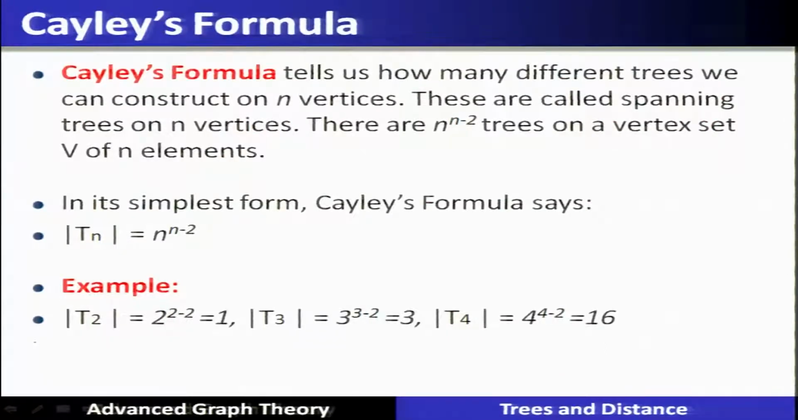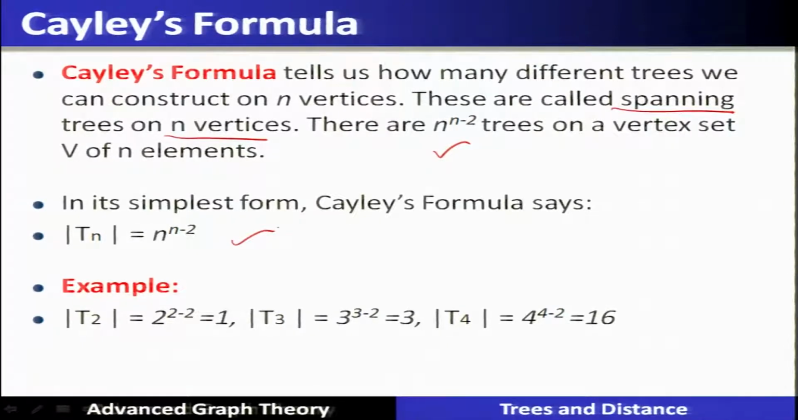So Cayley's formula tells you how many different trees you can construct out of n nodes. If there are n vertices, then you can construct trees including all the vertices, spanning all the vertices, hence those trees are called spanning trees. So with n vertices you can construct how many trees? n raised to power n minus 2 trees on the vertex set of n. So this particular formula is called Cayley's formula.